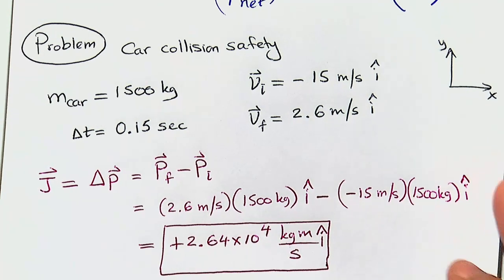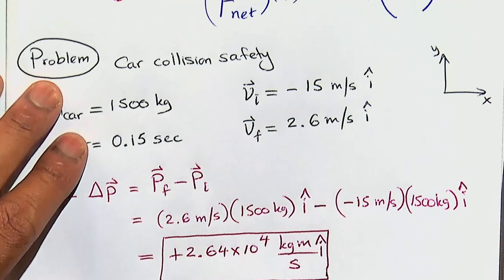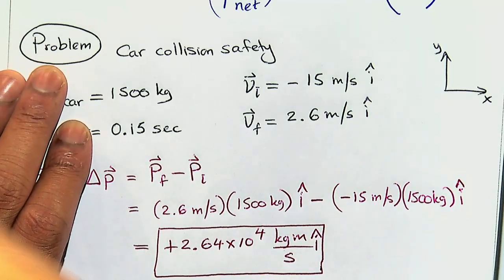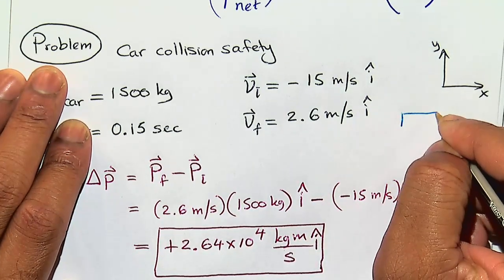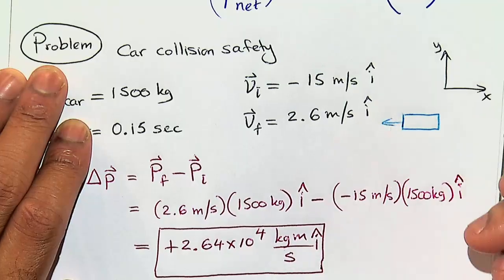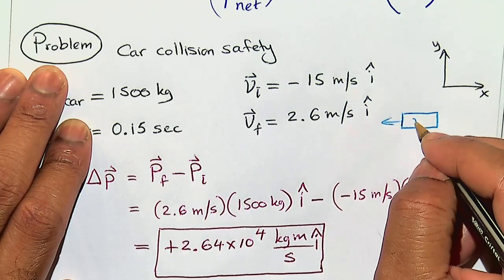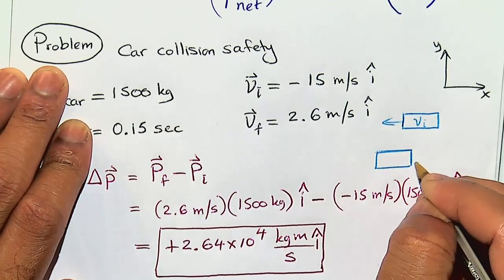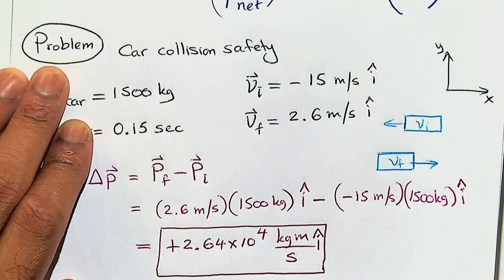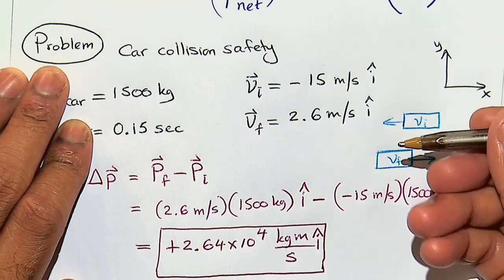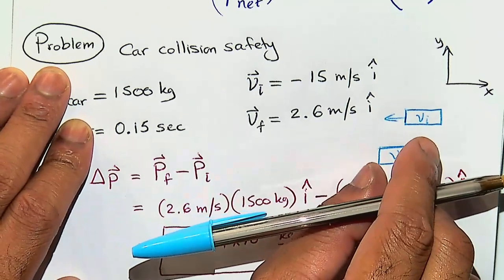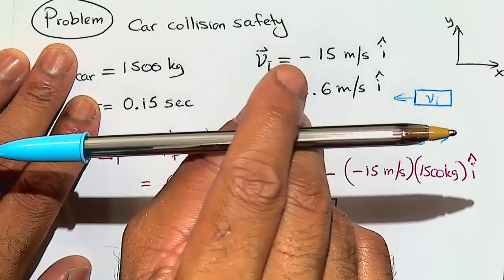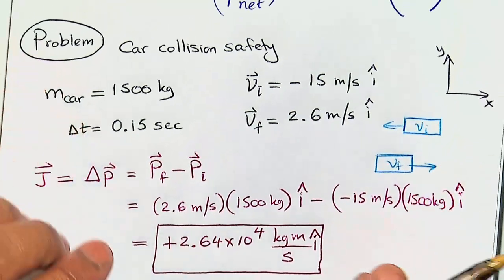Okay, so imagine the car was initially traveling to the left. It was going in the negative x direction, so v initial. And then after the collision, it was going the opposite direction, this way, v final. So initially it was traveling to the left, and then after the collision it's going to the right. What does the impulse say? The impulse says it's pointing to the right. So that's the direction of the impulse.